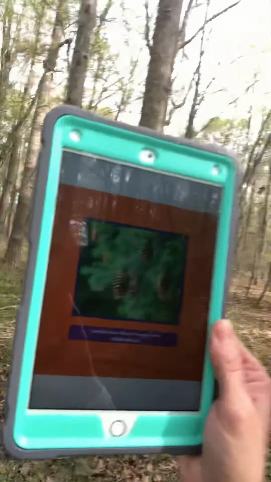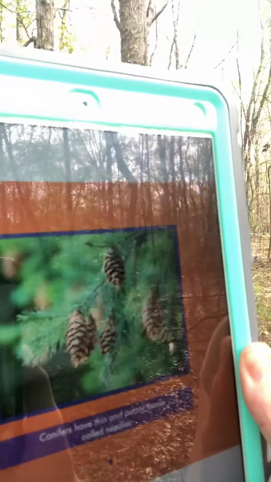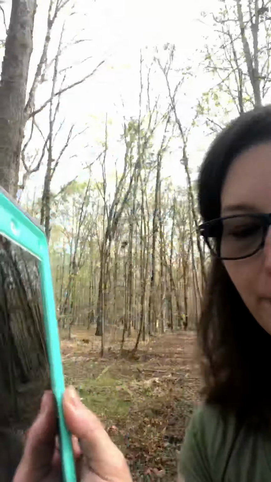Here's a page in my book of a pine cone of a conifer tree. They're also called evergreens because if you notice, they stay green even in the winter. That's another name for a conifer. And in some trees, the seeds can be found in the fruits of the trees, like a peach tree.